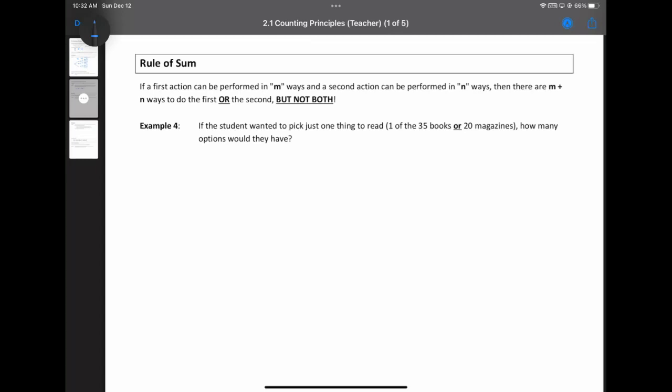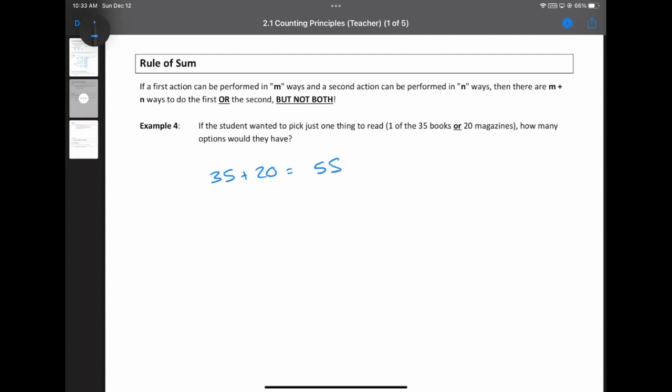So in this case, the student is going to pick a single thing to read. It's either going to be one of the books or one of the magazines. Not one of each, but one or the other. And as soon as we go to the "or," it's going to be addition. So in this case, I'm just going to do 35 plus 20 equals 55 options.